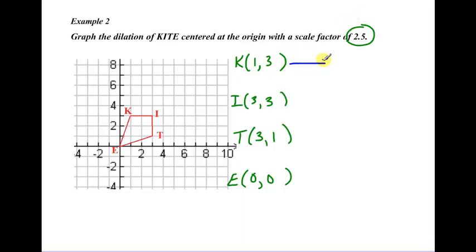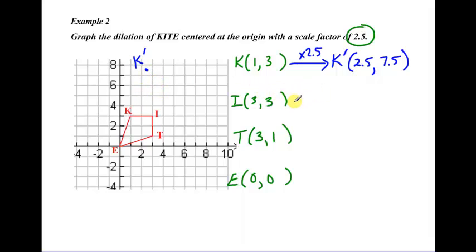Okay, once you have your points listed, then when you want to do the dilation, remember our mapping rule is to just multiply everything by the scale factor. So I'm going to multiply this by 2.5, and I'm going to get my new image point. All right, 1 times 2.5, of course, is 2.5. And multiplying 3 by 2.5 is 7.5. Let's go ahead and plot that. So K prime, let's come out to 2.5 and up to 7.5. And that's going to be located right here. And I'll label it K prime.